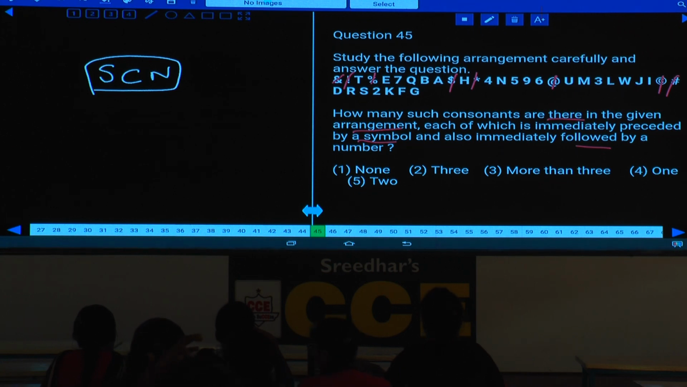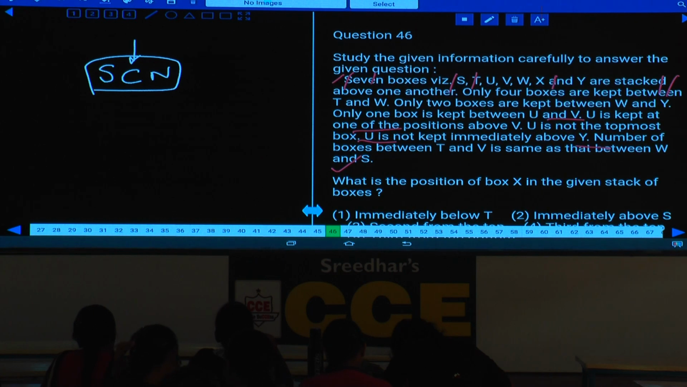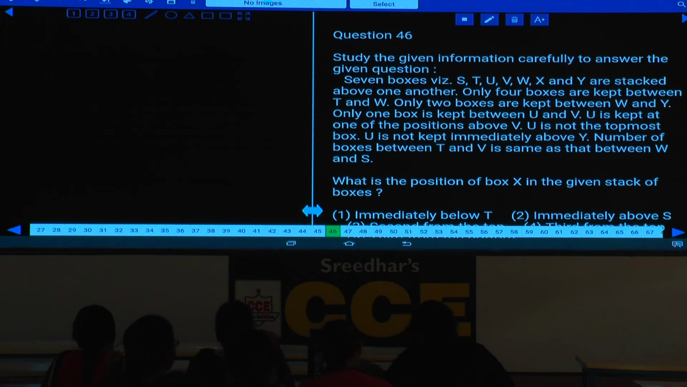Hence, is there any consonant of such type? No. Then what is your answer here? None. There is no such consonant which is immediately preceded by a symbol and immediately followed by a number. Then none, that is given in choice 1, 45. Then question numbers 46 to 50. Now in this 46 to 50, how many boxes are there?